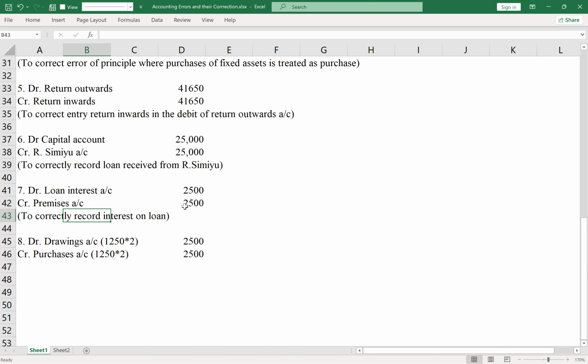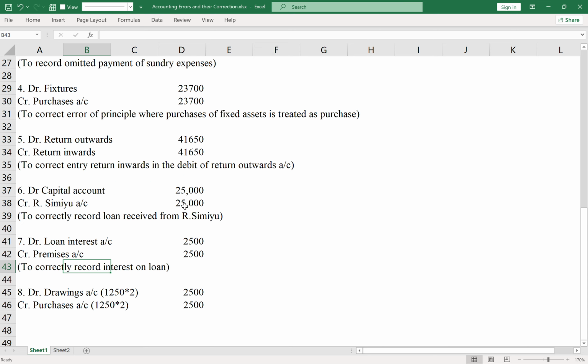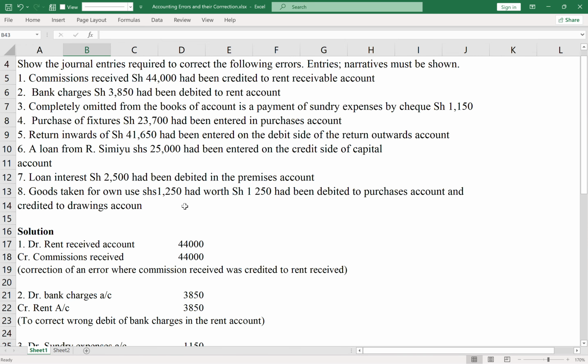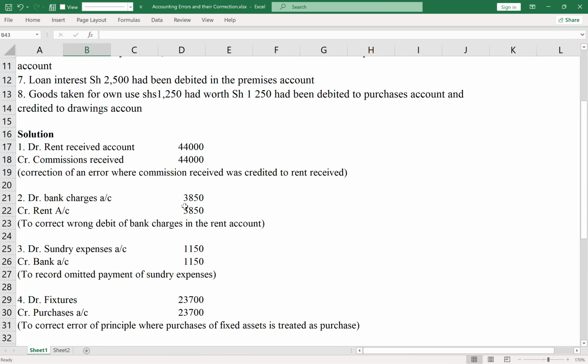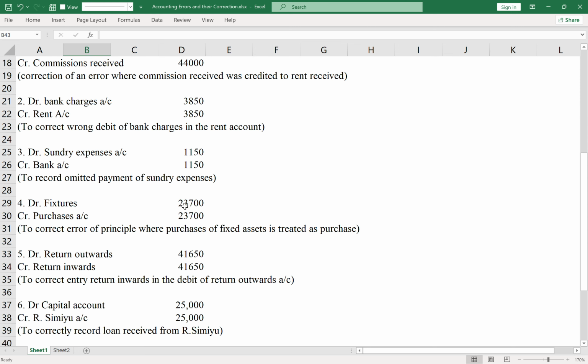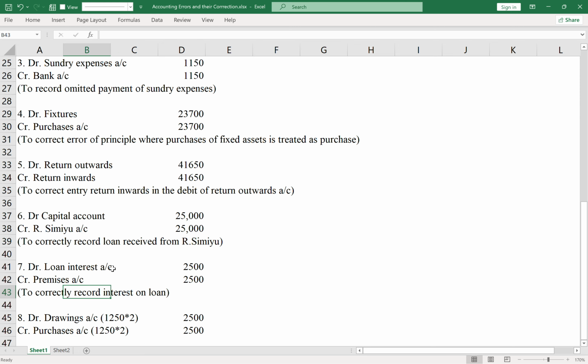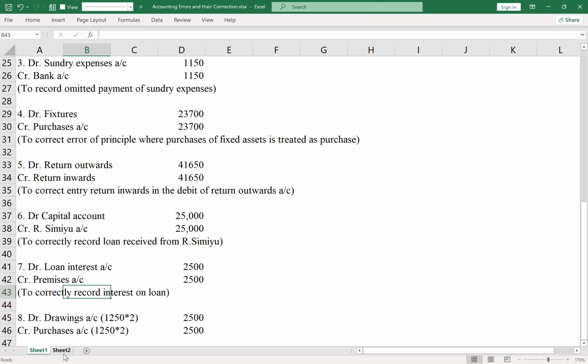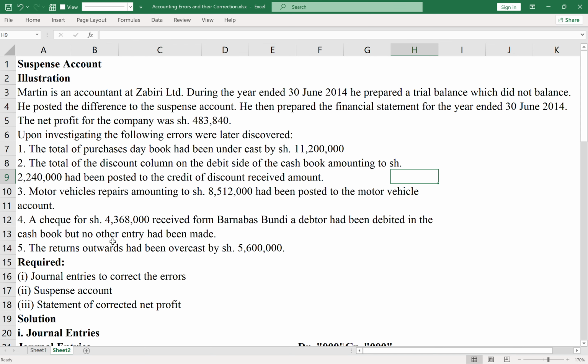So that is all about the types of accounting errors and their correction. Hope you have been taking some few notes or screenshotting. Okay, another thing that I wanted to check is about the suspense account. You have this suspense account, so I'd like to take a question on it. Any question about the accounting errors, please comment below.